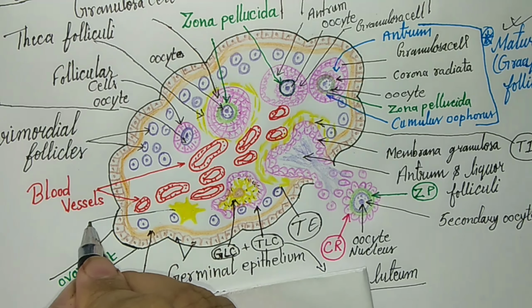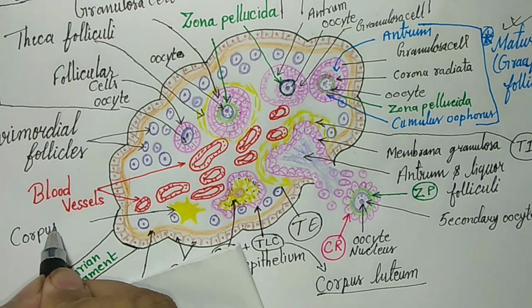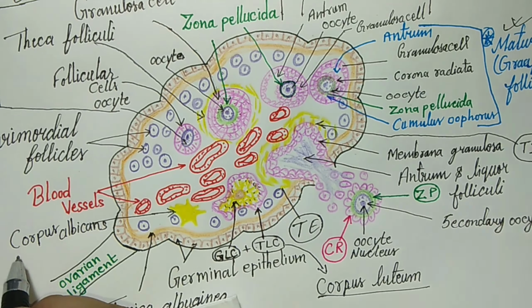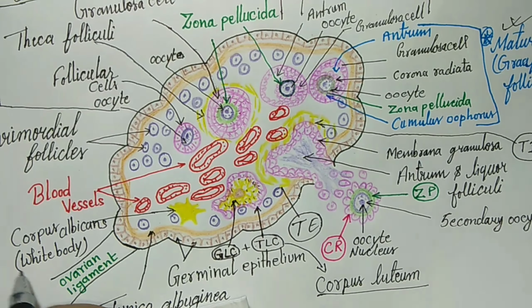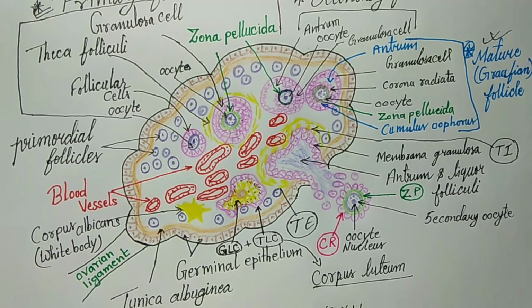Now come to the corpus albicans. After its functional activity is over, the corpus luteum undergoes regression and is replaced by a fibrous hyalinized scar called the corpus albicans, that is also called the white body.